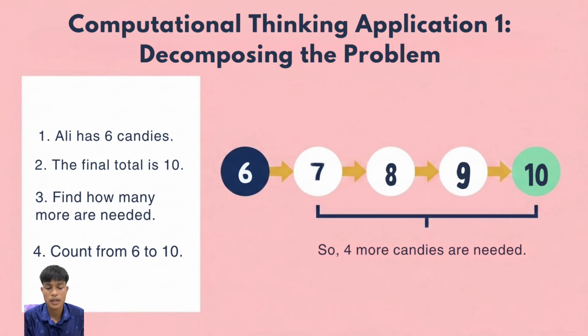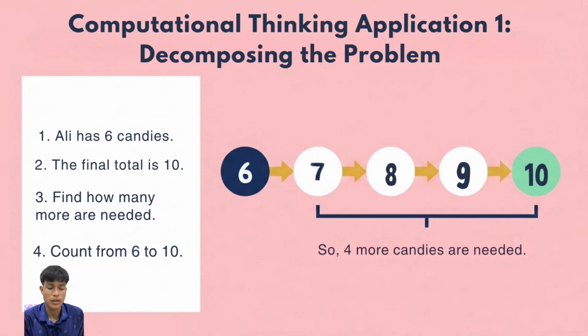Decomposition means breaking a problem into smaller and simpler parts. For this question, pupils first identify the starting number, which is 6. Next, they identify the final total, which is 10. After that, they think about how many more candies are needed to go from 6 to 10. Pupils can count step by step, 7, 8, 9, and 10.